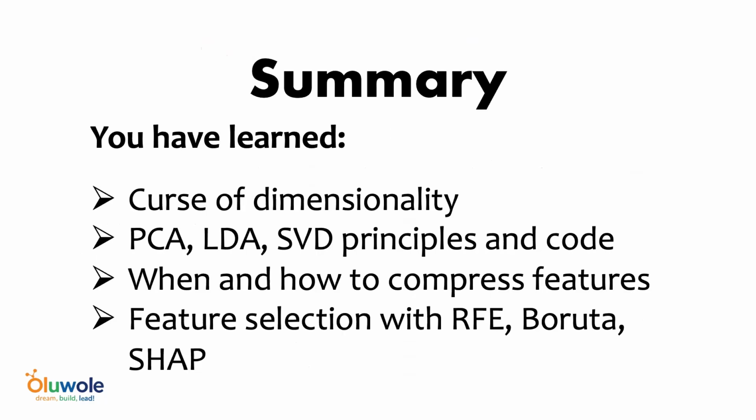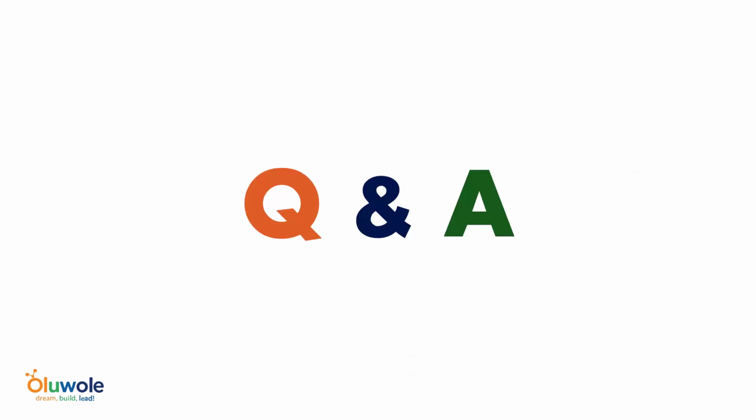So what have we learned today? We've learned the curse of dimensionality. We've spoken about principal component analysis, linear discriminant analysis. We've talked about the SVD principles, when and how to compress your data. Then we've talked about advanced feature selection techniques, which are your RFE, your Boruta, and your Shapley additive explanations, which is your explainable AI.